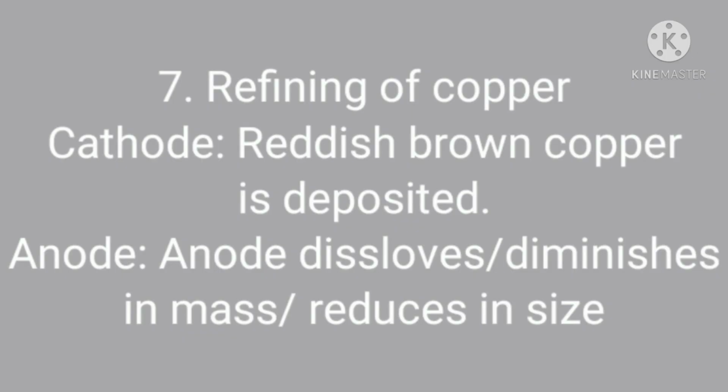The next topic is refining of copper. The cathode observation is reddish brown copper is deposited. The anode observation is anode dissolves or diminishes in mass or reduces in size. So here also the cathode product is copper and the anode product is nil. Cu2+ ions are formed.